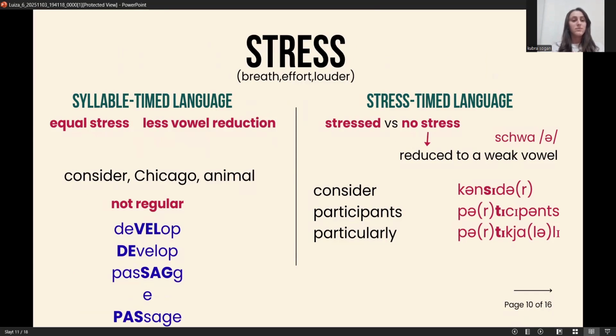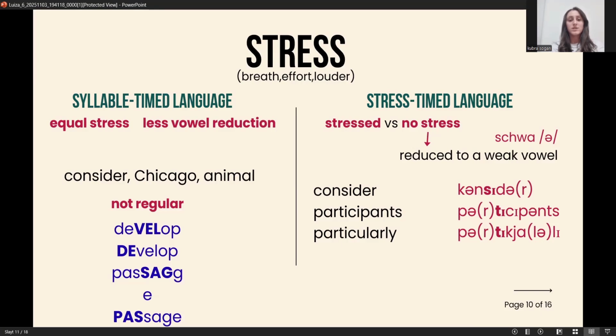English is a stress-timed language. This means some syllables are stressed, whereas other syllables receive no stress. Vowels in syllables that aren't stressed are reduced to a weak vowel, most regularly schwa. Thus, in English, these words are pronounced as consider, participants, and particularly. Other languages are syllable-timed, where all syllables get equal stress and less vowel reduction, as in consider, Chicago, and animal.